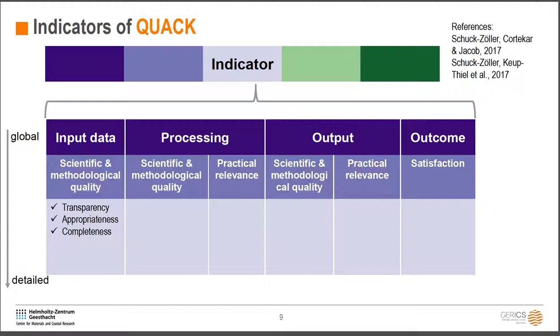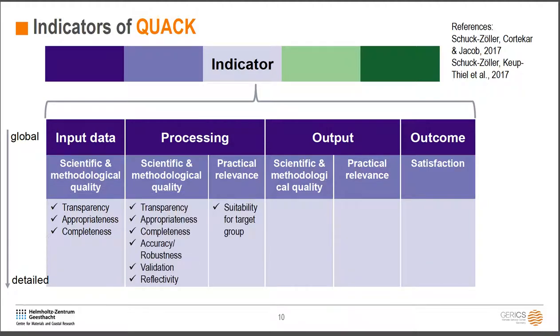The next level is indicator. So for each level, there are a number of indicators provided to check the scientific and methodological quality and practical relevance. So for input data, the indicators are transparency, appropriateness, completeness. In addition to these three, if we further go in processing, we will find three more, which are robustness, validation, and reflectivity. And for practical relevance, we have suitability for the target.